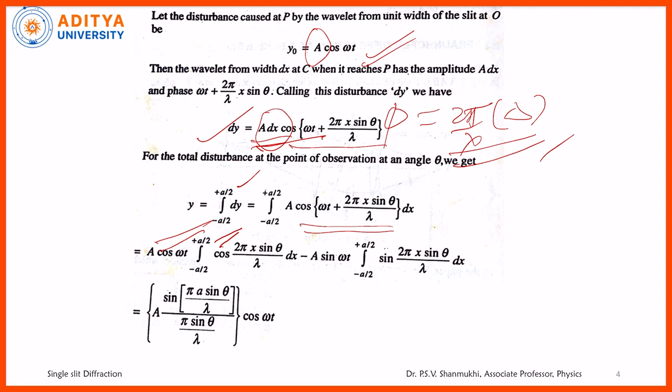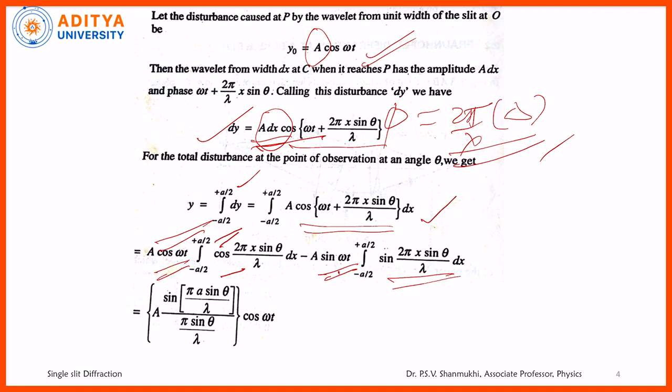Afterwards, we use the formula cos(a plus b), which means cos a cos b minus sin a sin b. Actually, cos omega t and sin omega t are constant terms, so I write them outside the integration. Therefore, it is equal to a cos omega t integral from minus a by 2 to a by 2 of cos(2 pi by lambda x sin theta) dx, minus a sin omega t, written outside, integral from minus a by 2 to a by 2 of sin of something. So like this we are writing.